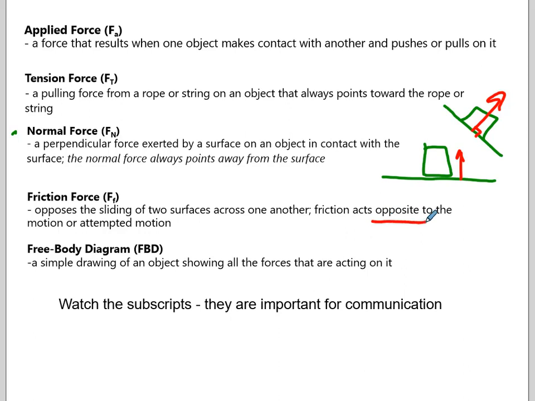And a free body diagram, which is what we're going to draw on the next page, also sometimes called a force diagram, is how we represent or show the forces acting on an object. And I'm going to warn you, please watch the subscripts. They mean something. This little F capital N here for normal is going to be confused later on with something we call the net force, so please be aware of that.